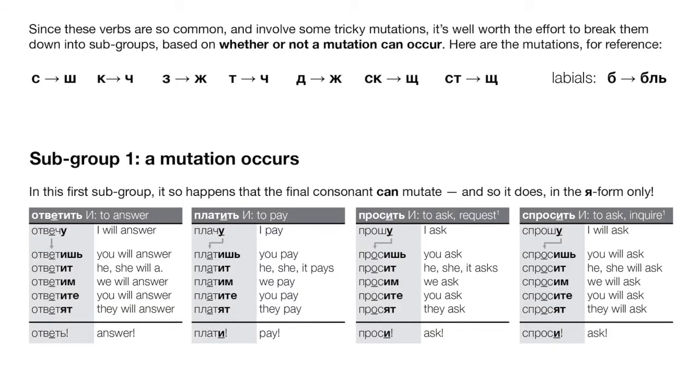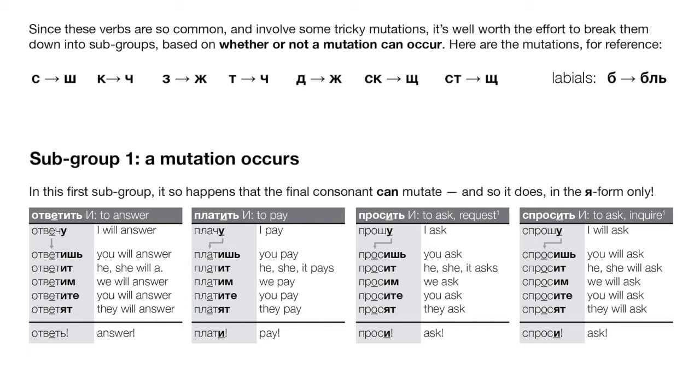So we could break down a few more examples, right? Ответить, отвечу, ответишь. Платить, плачу, платишь, that's a shifting stress verb. Просить, прощу, просишь, shifting stress. Спросить, спрошу, спросишь, right? So again, you're seeing the mutation in the ya form only. Okay, so let's just run through a few of these.